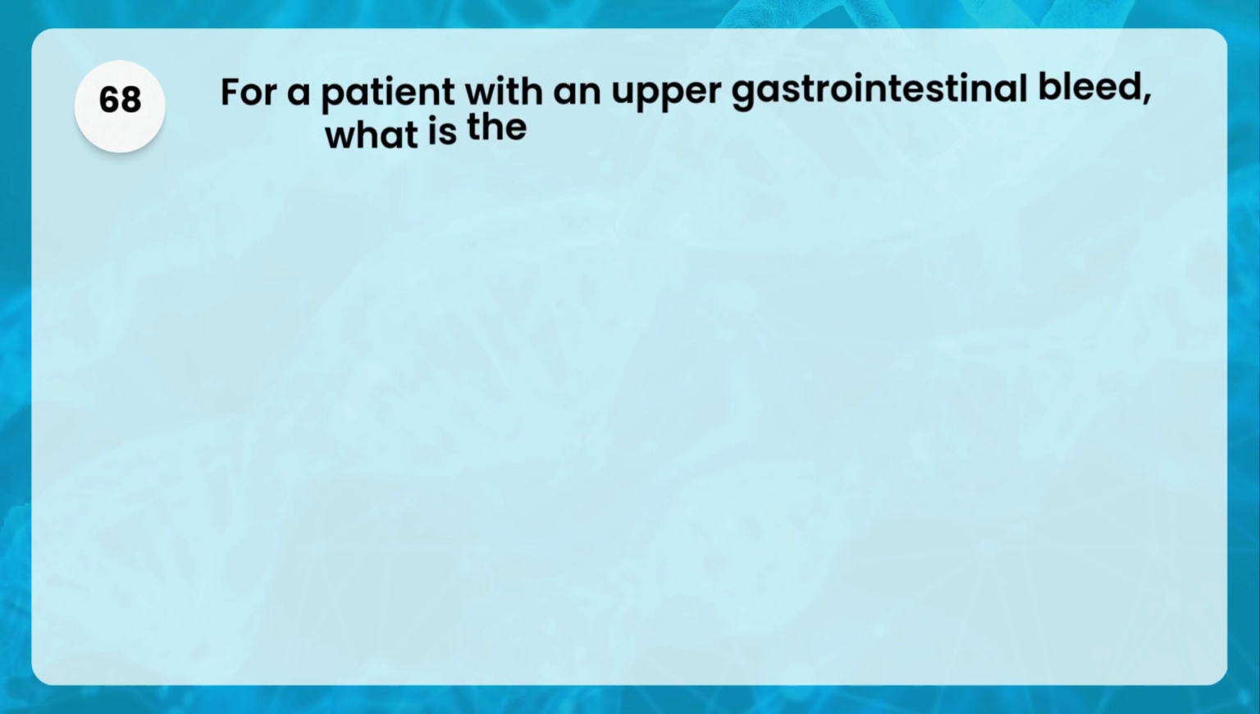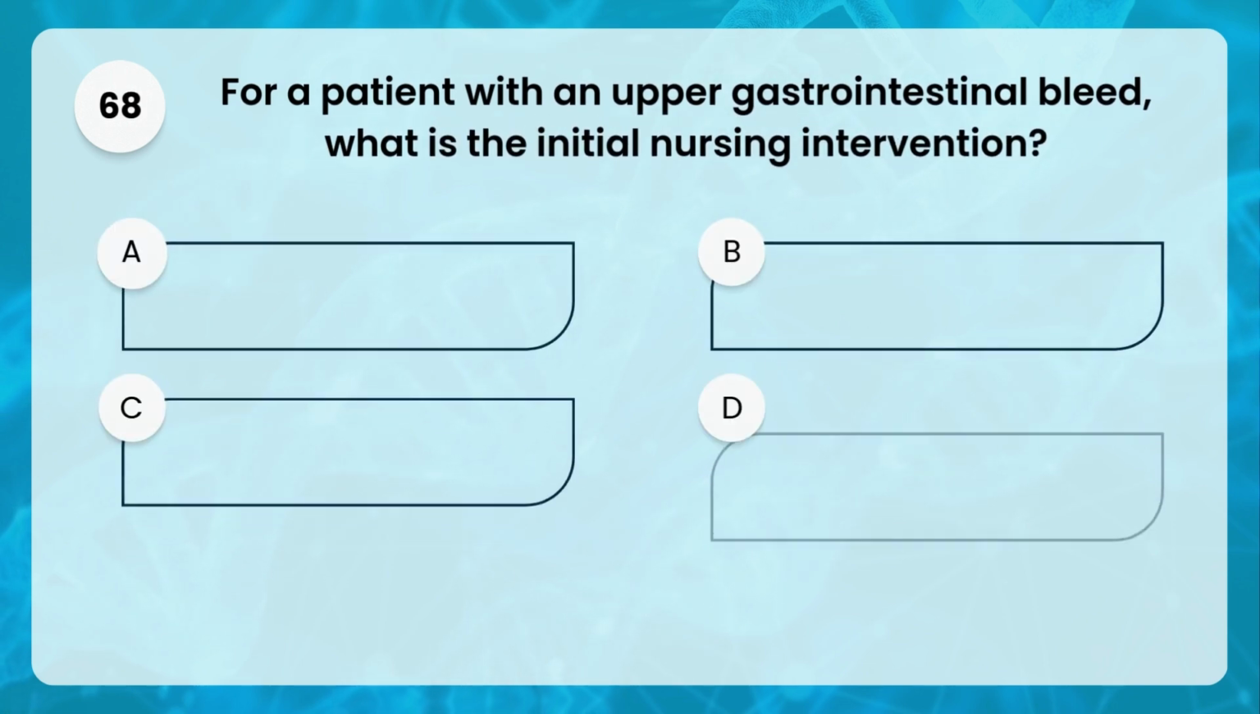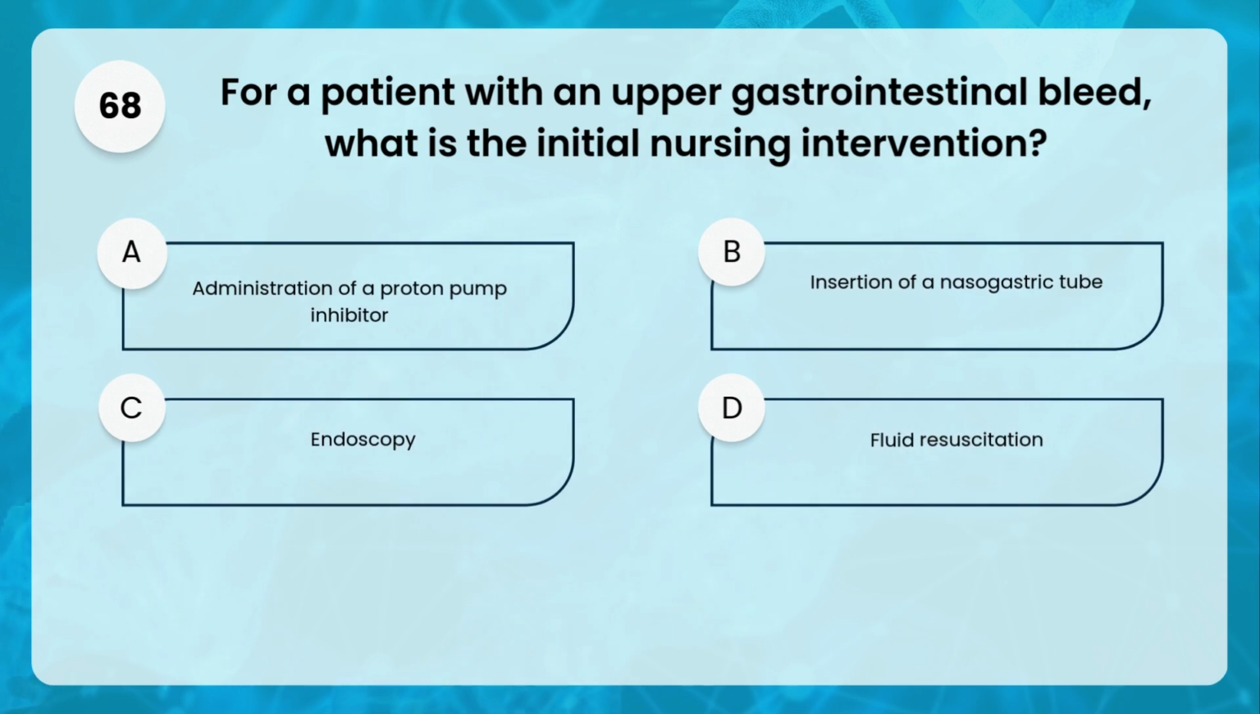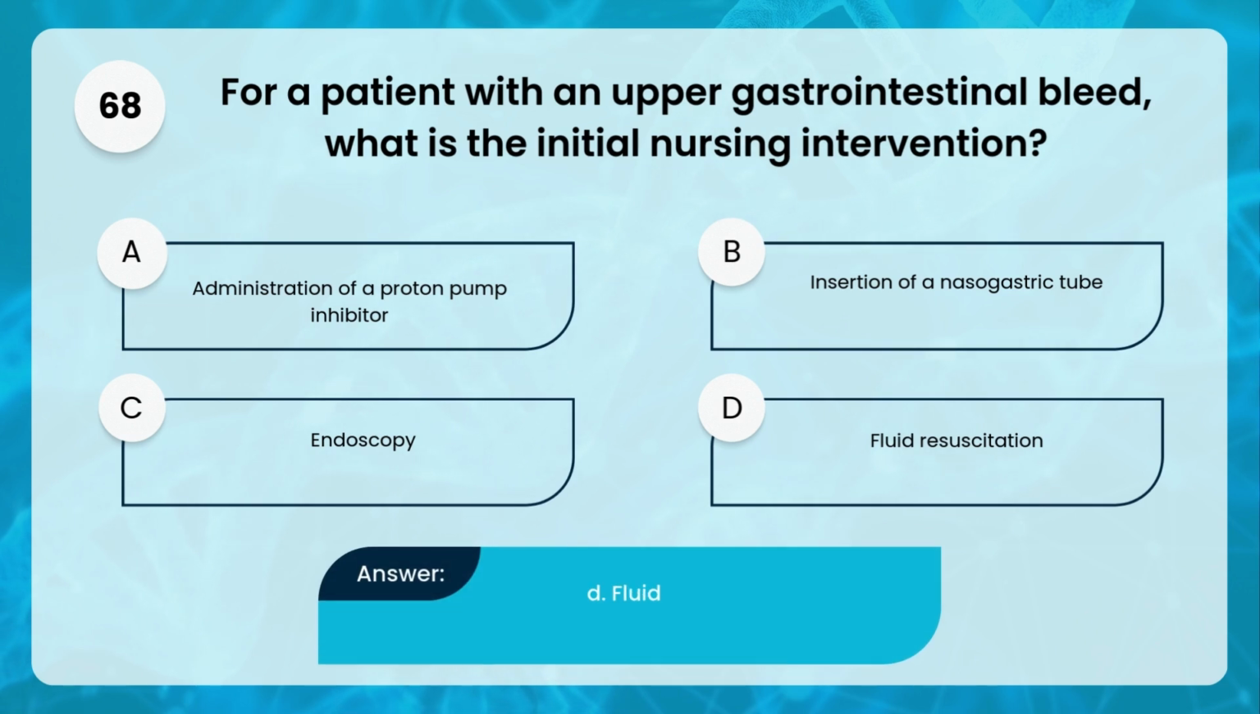68. For a patient with an upper gastrointestinal bleed, what is the initial nursing intervention? A. Administration of a proton pump inhibitor. B. Insertion of a nasogastric tube. C. Endoscopy. Or D. Fluid resuscitation? The answer is D. Fluid resuscitation.